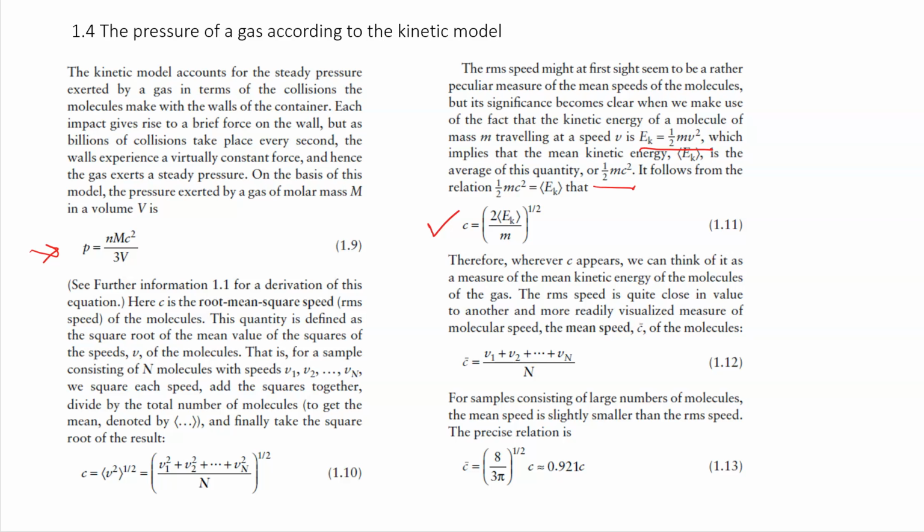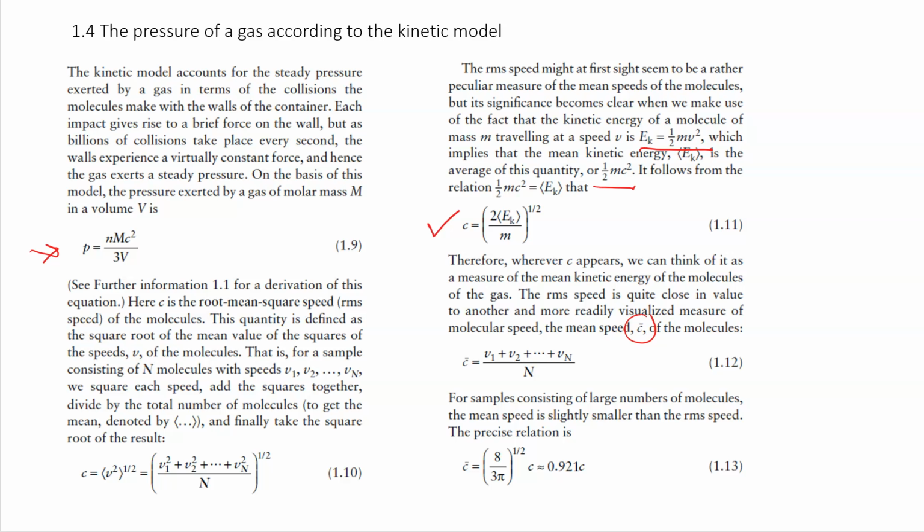So the RMS speed is quite close in value to another and more easily visualized measure of molecular speeds, and that's just the mean speed, which is this term c with a little line over the top of it. And that's just going to be a literal mean where you sum the population and divide by N.